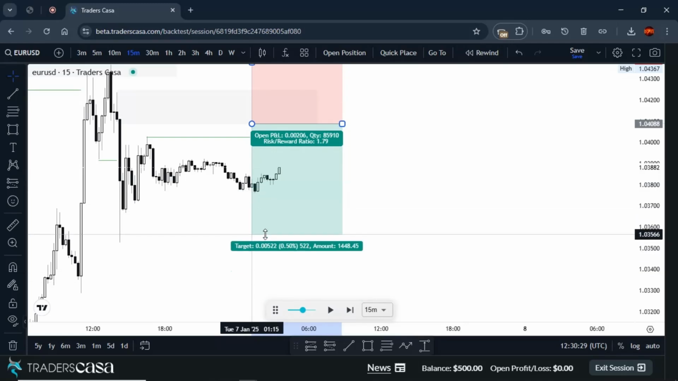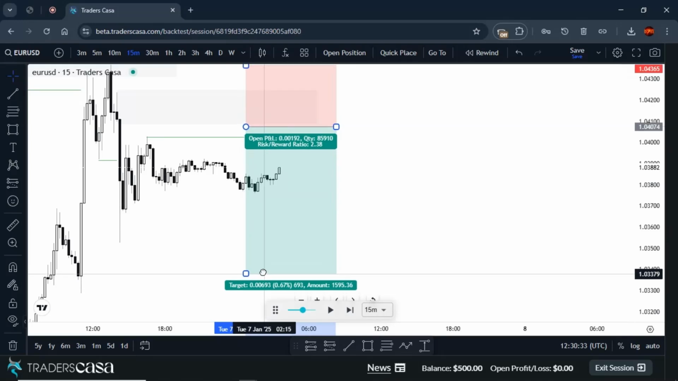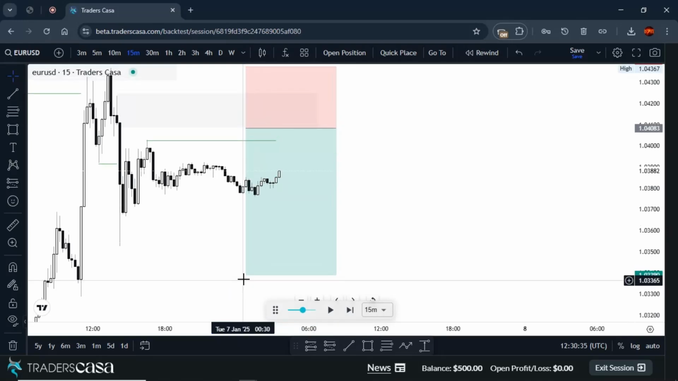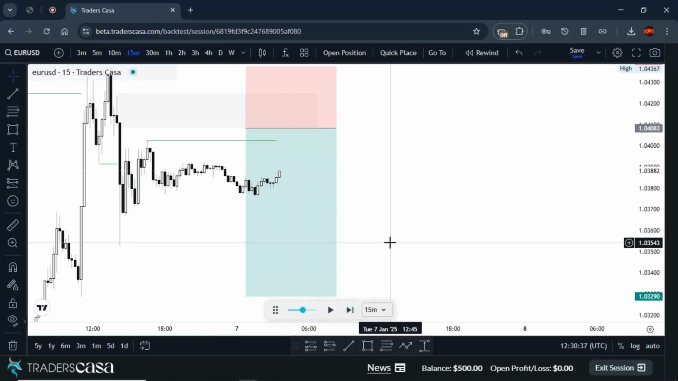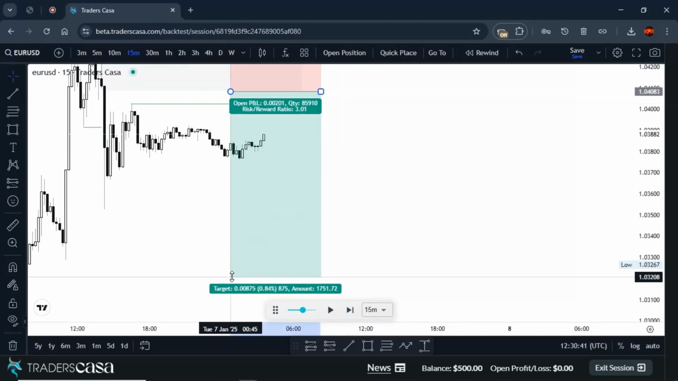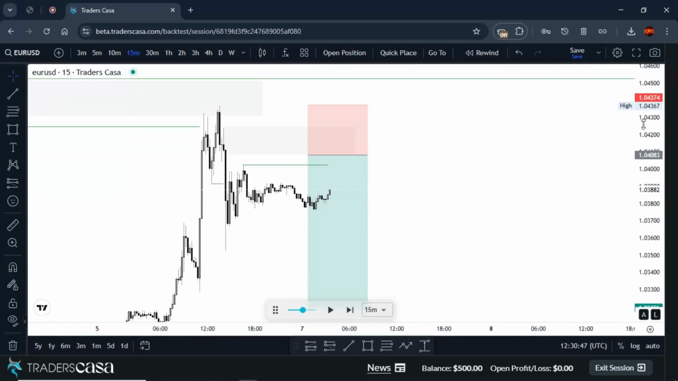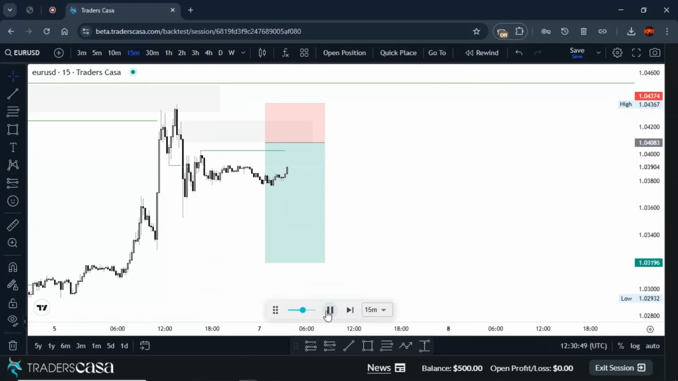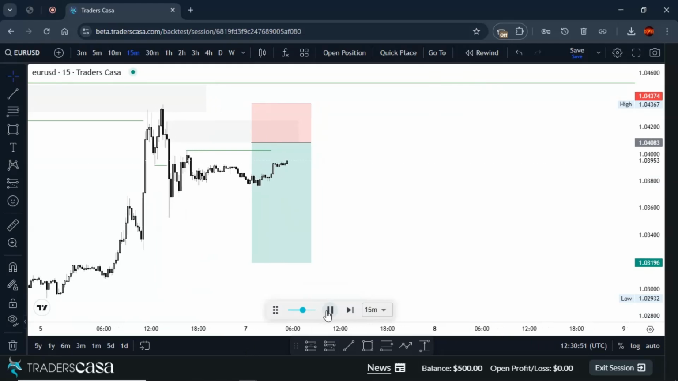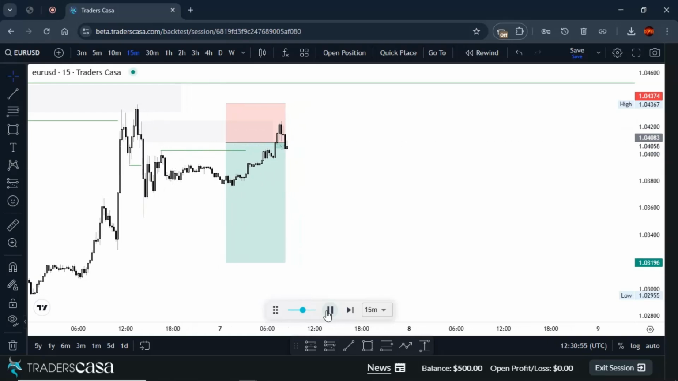So we'll be targeting that low as TP1 and this as TP2. Basically 3R, right? So let's just see what happens. This is a low probability trade, but let's just see what happens, right? Let's see if price tags us in. Okay, so we get tagged in.